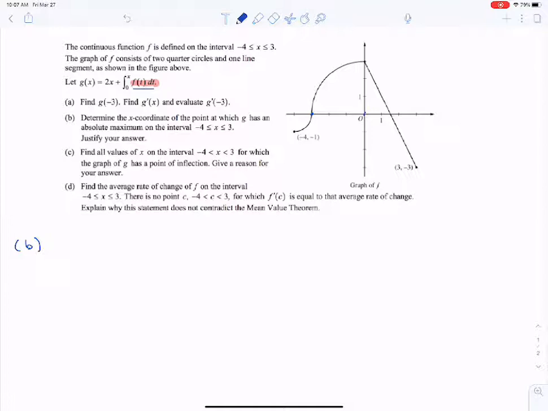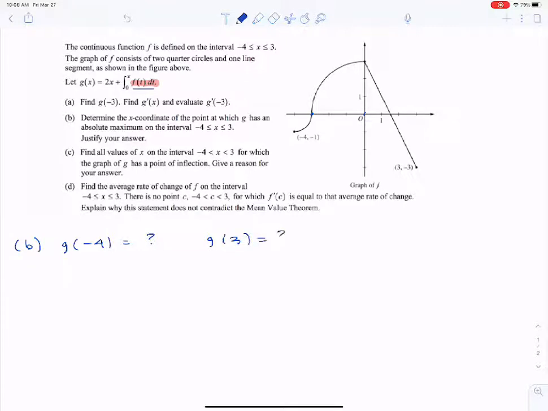Okay, absolute maximum. So let's think about absolute maximums. How do we find them? Absolute maximums occur either at the endpoints or at critical points. Those are the only locations where you can have an absolute maximum or absolute minimum. So in other words, I'm going to need to do a couple things. One, I'm going to need to figure out what is g of -4. What is g of 3? I'm going to put it here for now because I'm probably going to rearrange it a little bit.